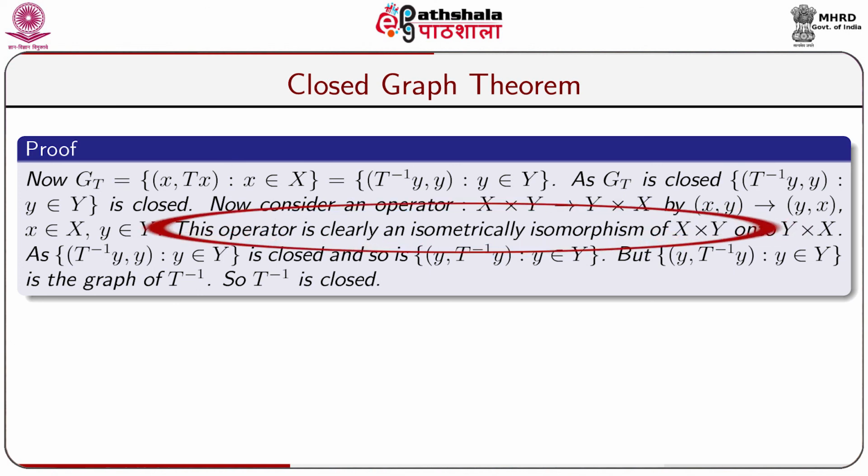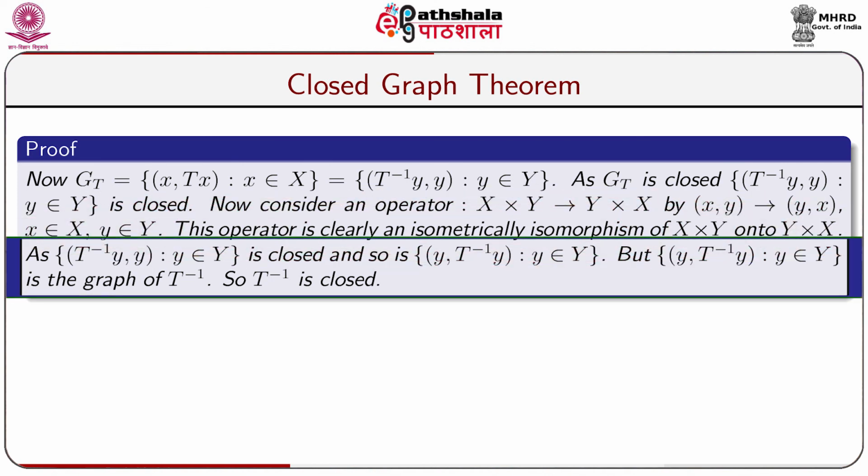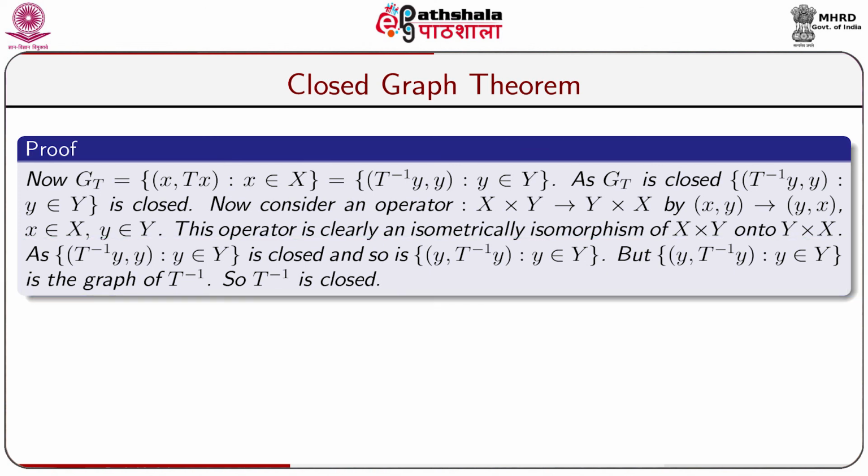This mapping is clearly an isometric isomorphism of X cross Y onto Y cross X, as the set, which is the collection of all elements taken pairwise, that is (T inverse y, y), where y runs in Y, is closed, and so the set (y, T inverse y), where y is taken from Y, is closed. But the set (y, T inverse y), where y is taken from Y, is the graph of T inverse, so T inverse is closed.